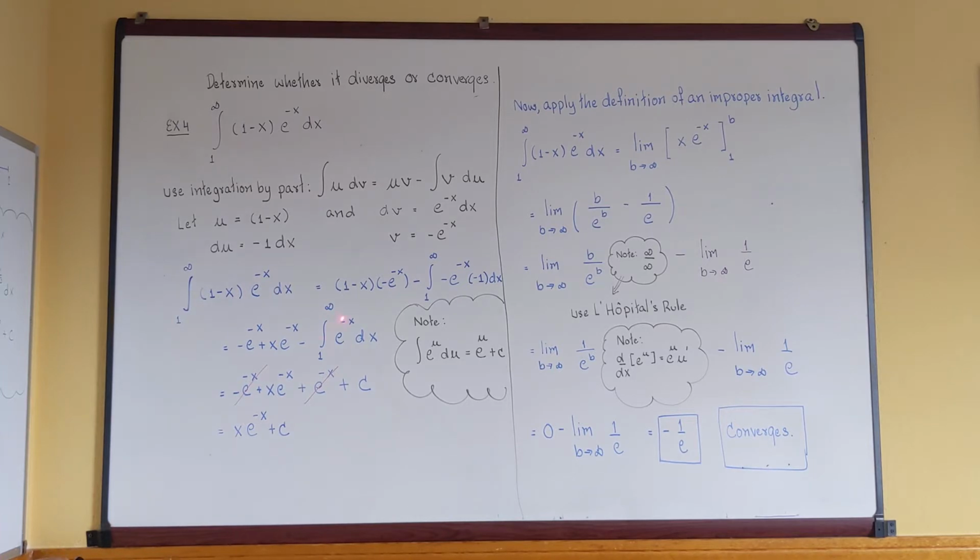Again, in this case, my u is negative x, so I need negative 1 here and negative 1 here to fit the formula. So I would end up with positive e to the negative x plus c, which is a constant. Now I'm going to simplify these two terms. One is minus, one is plus. I can simplify them. I'm left with x e to the negative x plus c. So far so good.